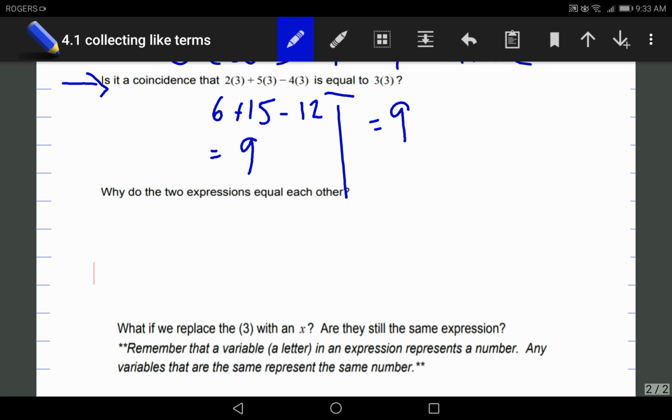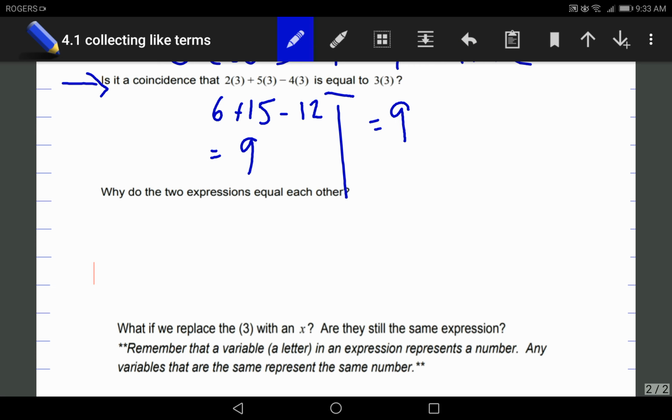Did I just happen to pick these two expressions and say that they both equal 9? Well, why do they equal each other? Let's explore this. Let's imagine this almost as if the pictures of the cats and mice that we saw earlier.